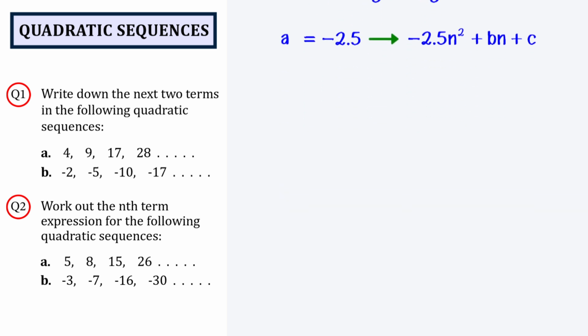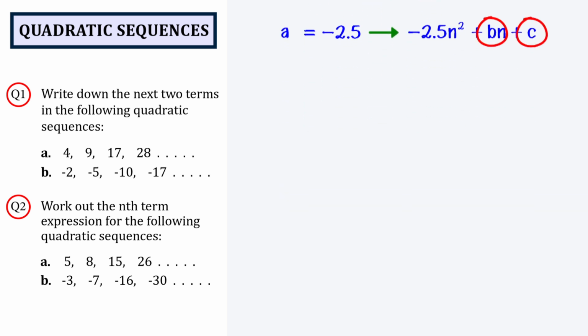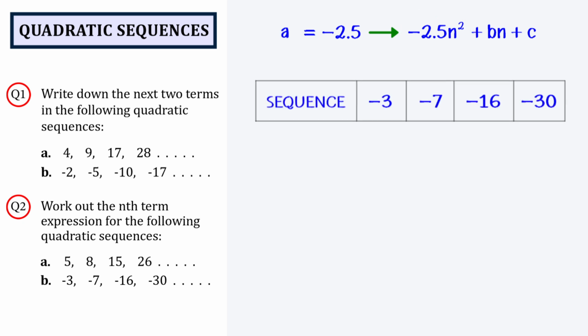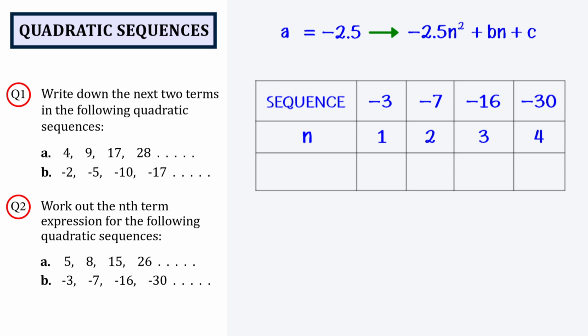And as before, in order to find b and c, we first need to subtract the minus 2.5n squared term in the quadratic nth term expression from the original sequence. So let's create a table again showing the original sequence. Then we can add a row to show n, which represents the first, second, third, and fourth terms. Now we can add another row to work out the minus 2.5n squared, which is the first term of the quadratic nth term expression we've just found.